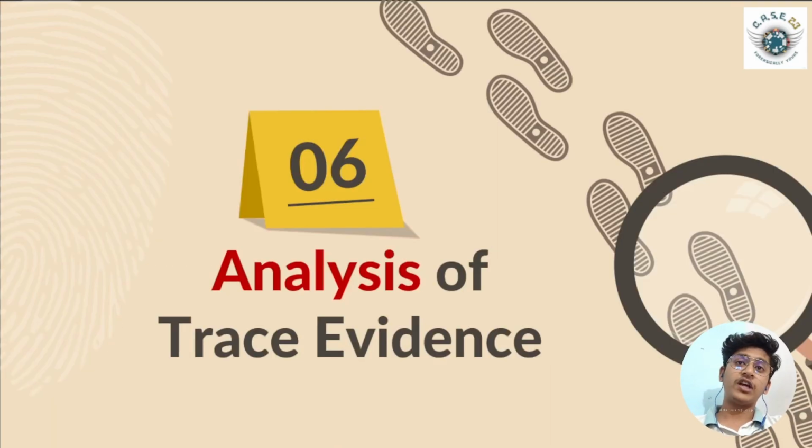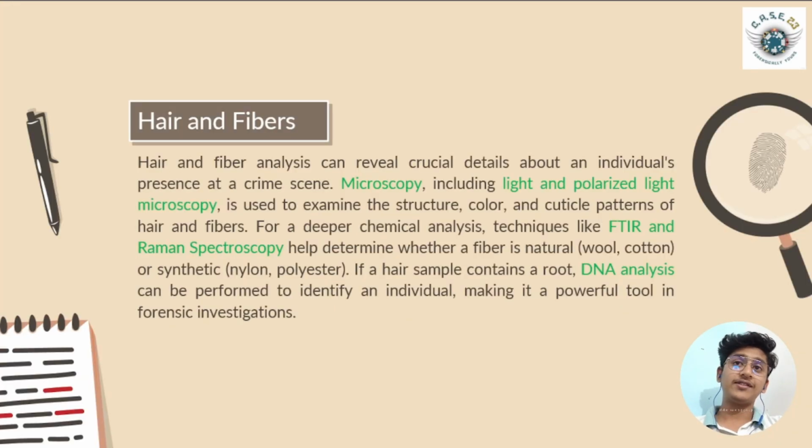Now that we have collected and preserved our evidence, it's time for the real detective work. Analysis. Let us start with hair and fibers, two of the most common yet powerful forms of trace evidence. First, we'll discuss hair, and then I will move forward to fibers. So hairs can link a suspect, victim, or crime scene together. But how do forensic experts analyze it?